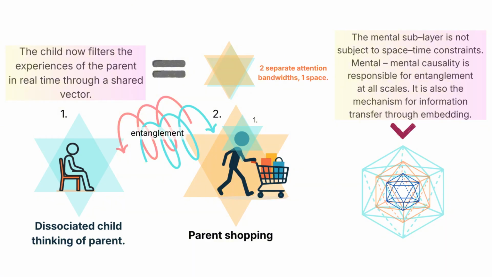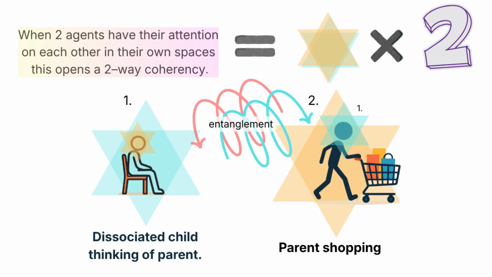And here is another slide, just if we were to imagine that the parent is also telepathic and is also responding to the connection of the child, then this would create two overlaid minds, both in real time. This is how you would exchange information back and forth over real time, regardless of space, because it is the attention of the two minds on each other's minds. This creates a vector space for information to flow back and forth. When two agents have their attention on each other in their own spaces, this opens a two-way coherency.